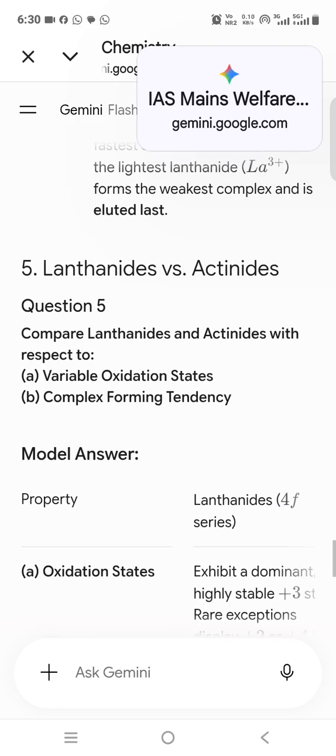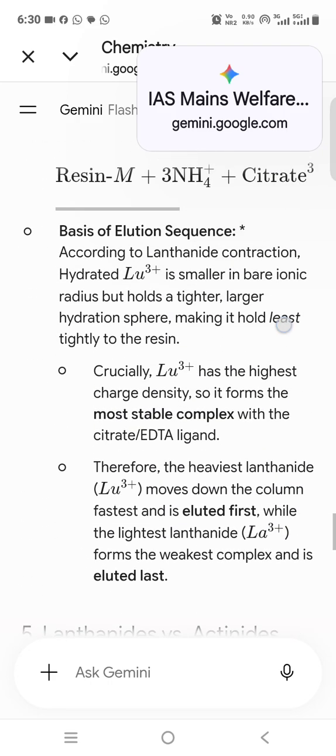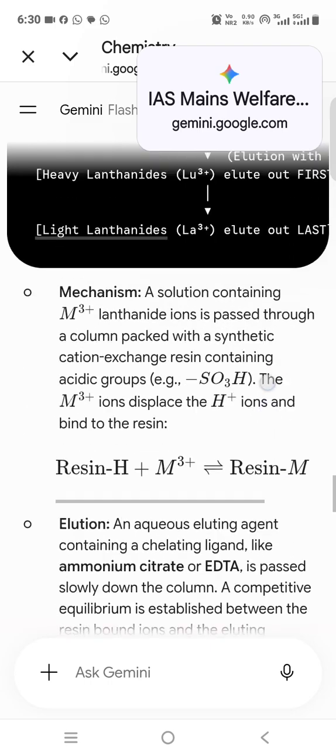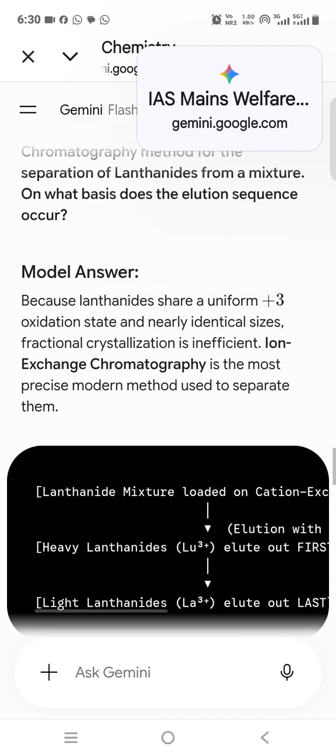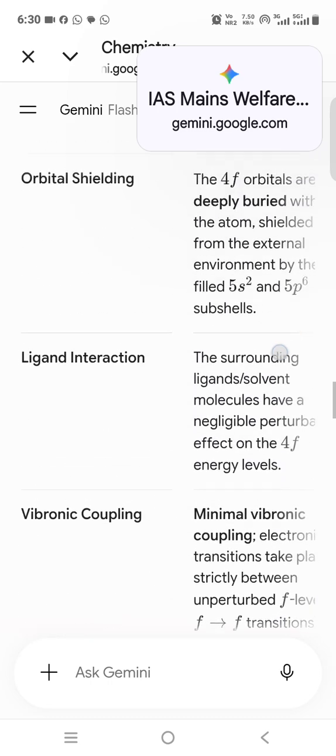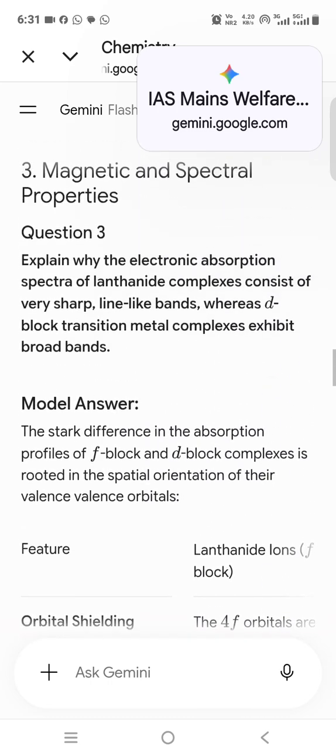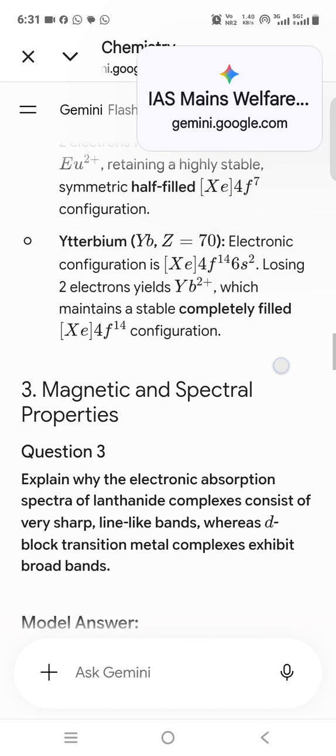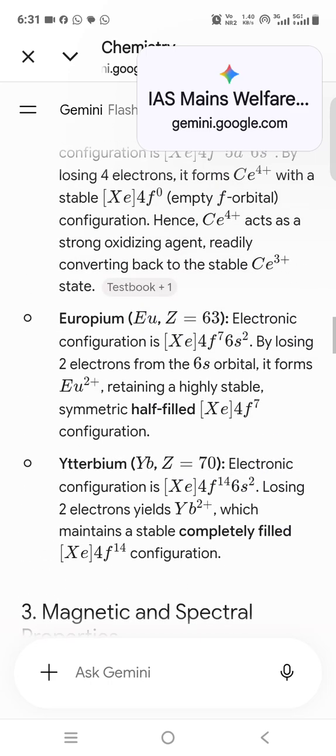1. Lanthanide contraction and its consequences. Question 1. A. What is lanthanide contraction? Explain its fundamental cause. B. Discuss two major consequences of lanthanide contraction on the post-lanthanide elements, 5d transition series. Model answer. A. Definition and cause.